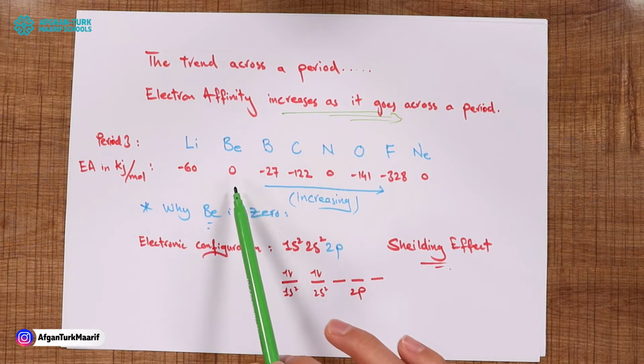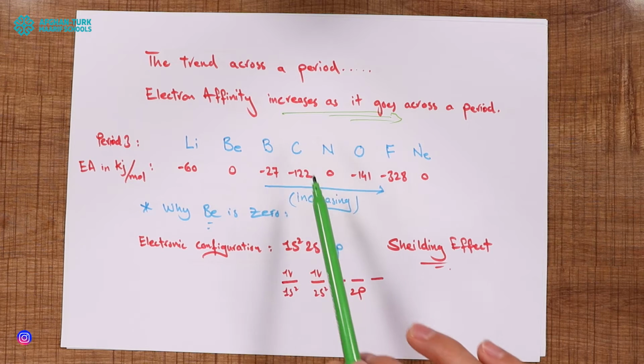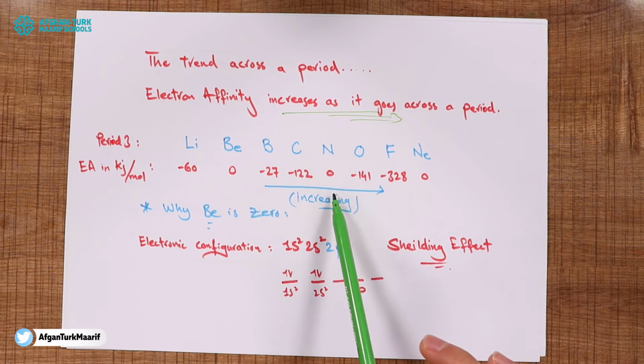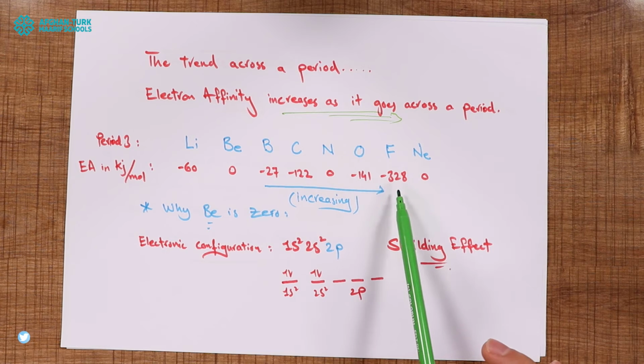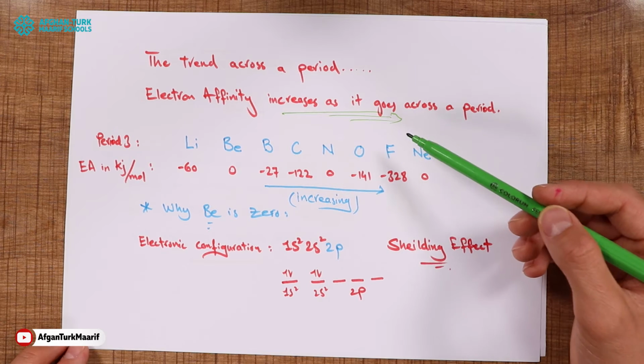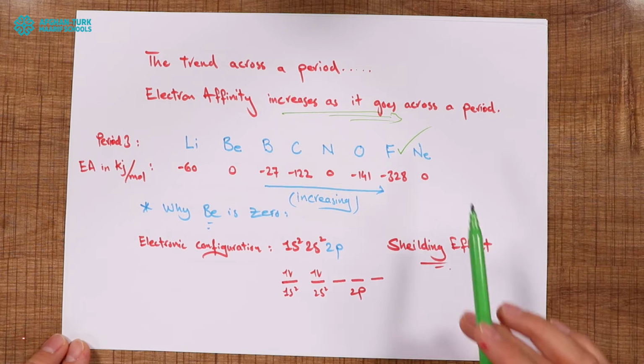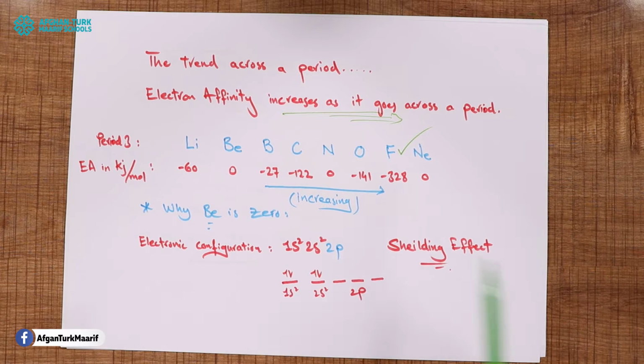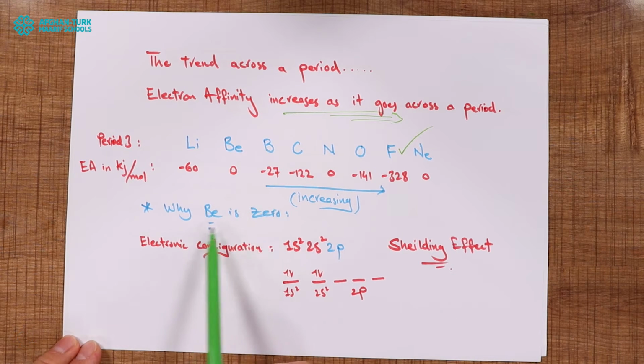Okay, for beryllium it's 0, for boron minus 27, for carbon 122, nitrogen 0, oxygen 141, and fluorine 328. Fluorine has the highest electron affinity energy. Neon is 0. Okay, why is beryllium 0 over here?